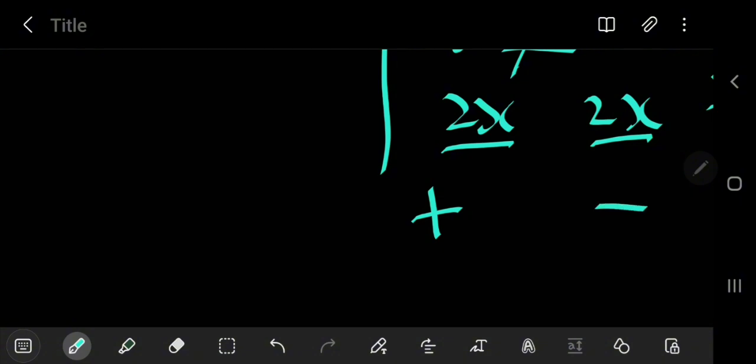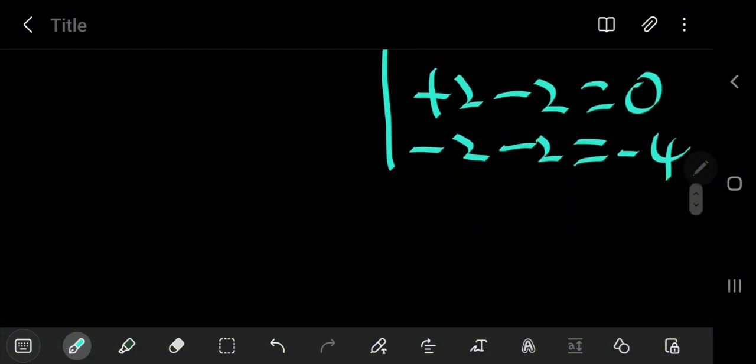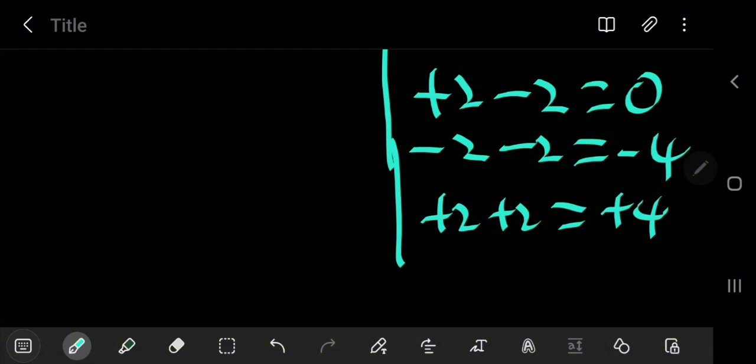Why? Okay, if you have a plus 2 and a minus 2, what do you have? 0. If you have a minus 2 and a minus 2, you would have what? A minus 4. Nobody's going out. Don't forget, the aim is to what? Eliminate. If you have a plus 2 and a plus 2, you have a plus 4. So now, obviously, one has to be negative and the other has to be positive.